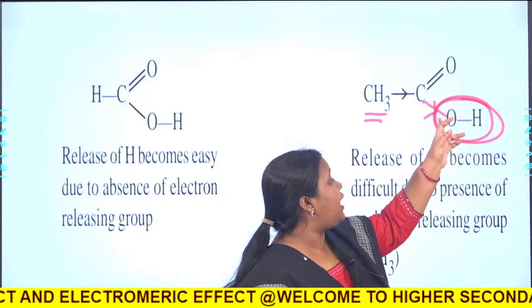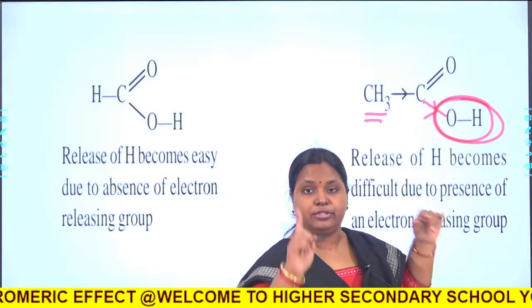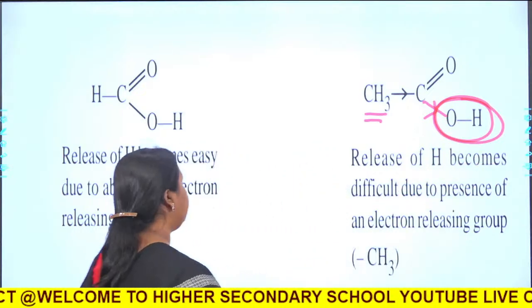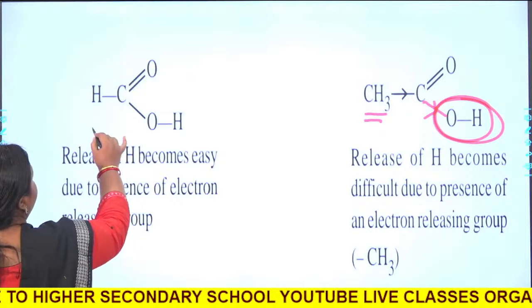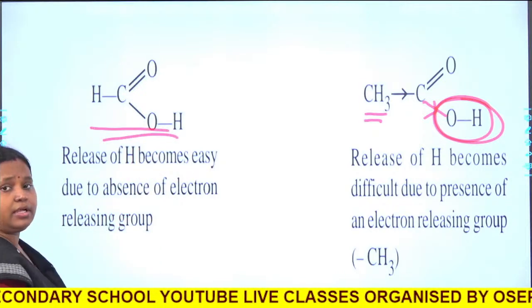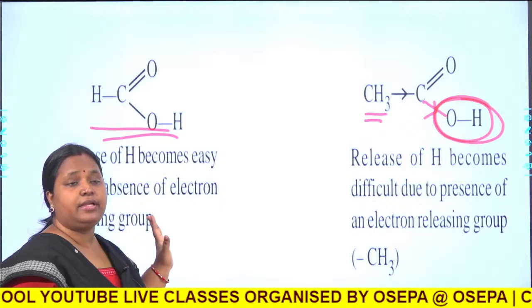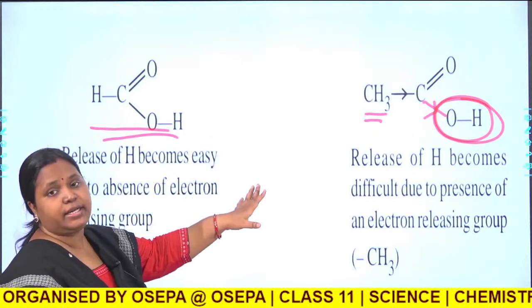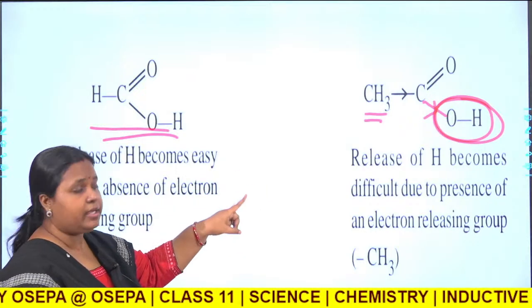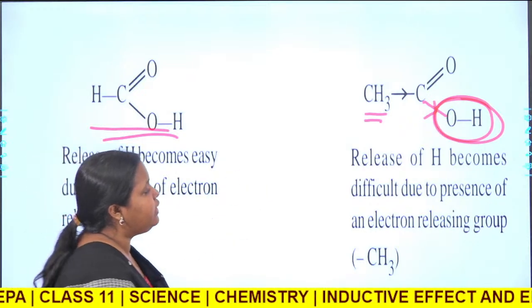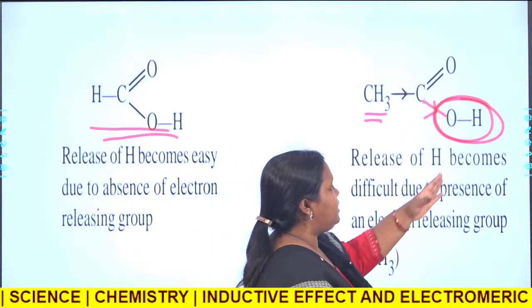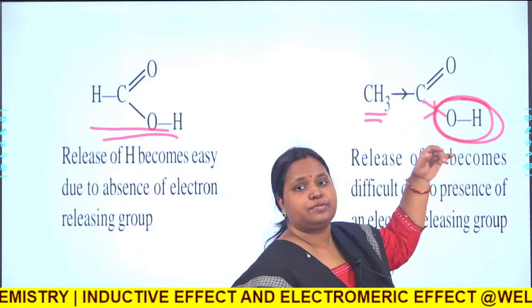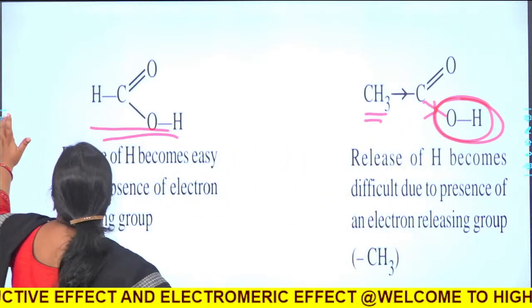to leave. This is the first point. But in formic acid, nothing like this happens, because hydrogen is neither electron donating nor electron withdrawing. But in the methyl case, methyl is electron donating, hence the electron density will increase in the OH bond as a result of which the removal of H plus will become difficult.